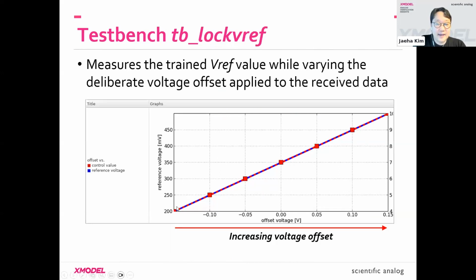And this is the additional one: we deliberately changed the voltage offset. So we just added a voltage offset in the channel that will force the calibration to find a different Vref value. And we change the offset and see whether the reference voltage tracks it after the calibration. And luckily, we found it does, verifying that the calibration is working properly.